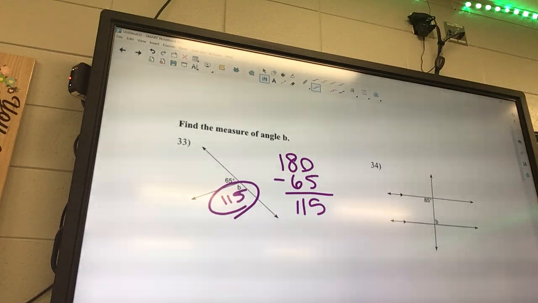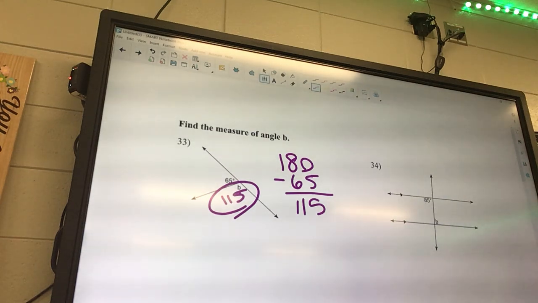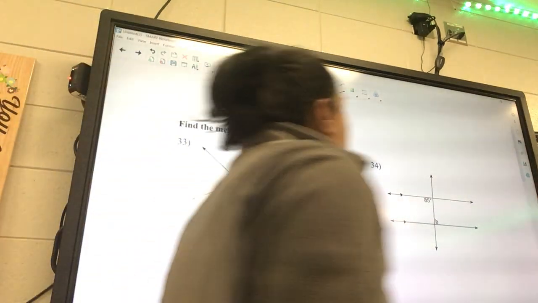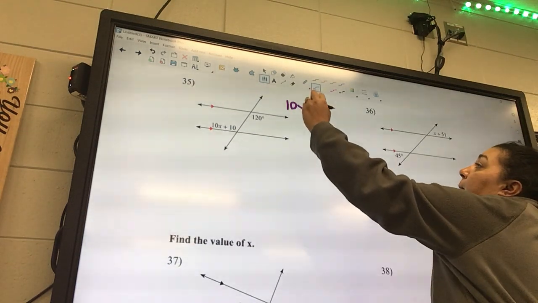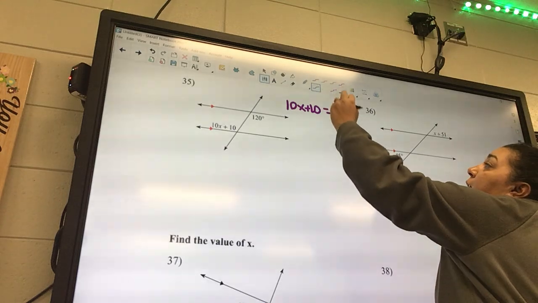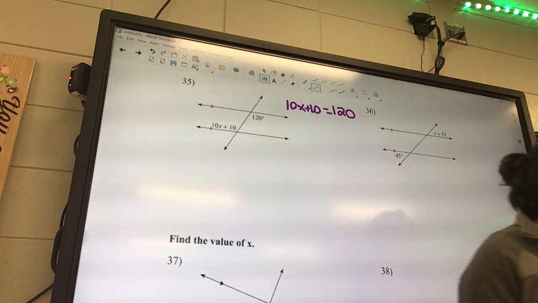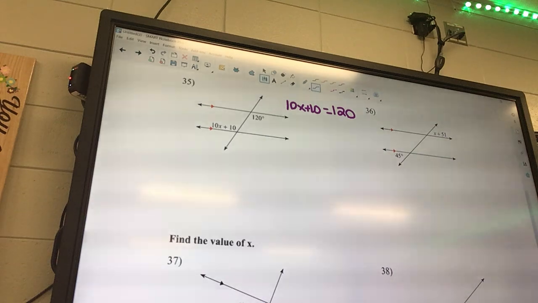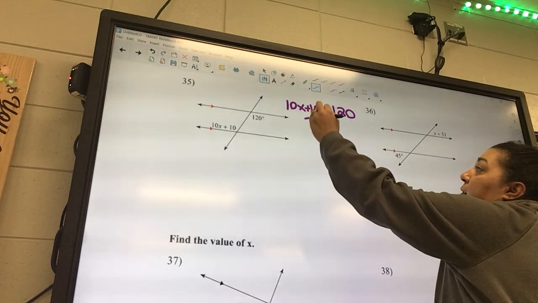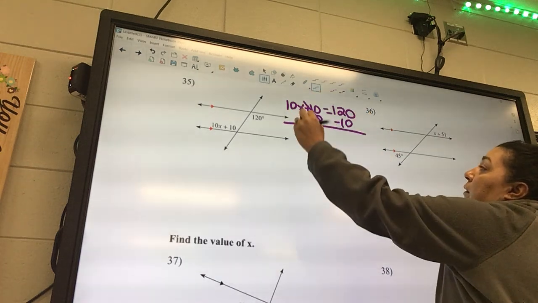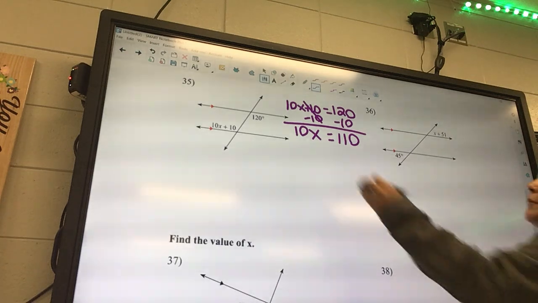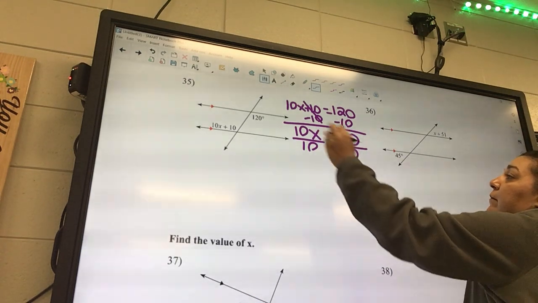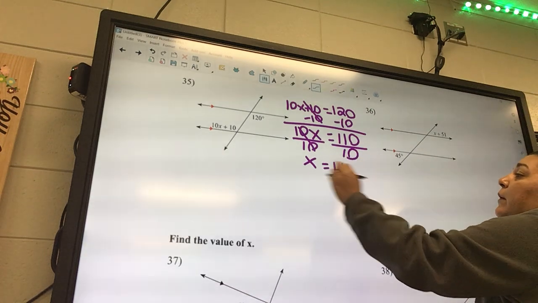Okay, 35. What kind of angles are those? Oh, they're all interior, and all interior are equal to each other. So you're going to say one side equals the other side. So 10x plus 10 equals the other side, which is 120. Okay, so what needs done? Minus 10 from both sides. So we get 10x equals 110. And then we need to divide by 10. So we get x equals 11.